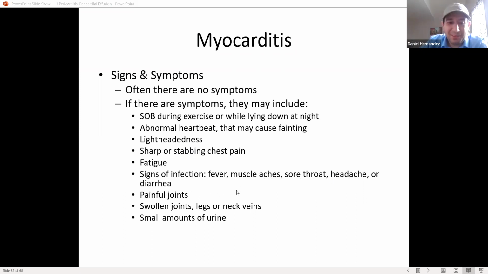Painful joints, swelling of the joints, fatigue.